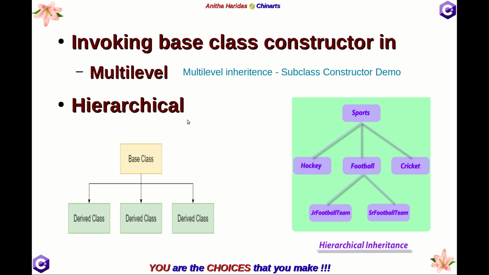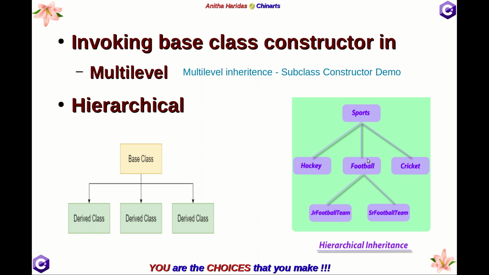And we have also seen that hierarchical inheritance is supported in C#. So this is what you call hierarchical inheritance. One class is derived by more than one subclass. So this is another example. Sports is one class which is derived by hockey, football and cricket. So all the properties of sports will be derived by all these 3 classes.